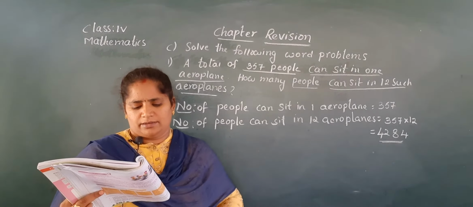7, 0, 0. 7 5s are 35. 3 in hand, 5 is down. 7 2s are 14, 15, 16, 17. 1 in hand, 7 is down. 7 1s are 7 plus 1, 8. Now the tens is completed. Now start from the hundreds. 3 0 0. 3 5s are 15. 1 in hand, 5 is down. 3 2s are 6 plus 1, 7. 3 1s are 3. 5, 12, 9, 16, 1 plus 3, 4.